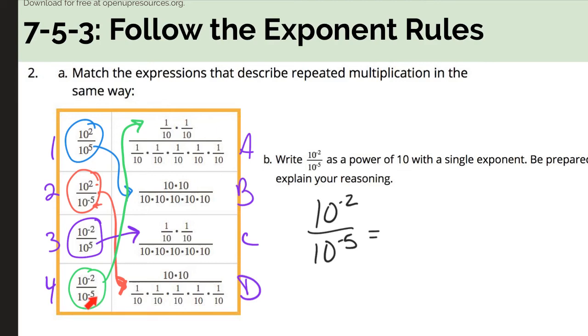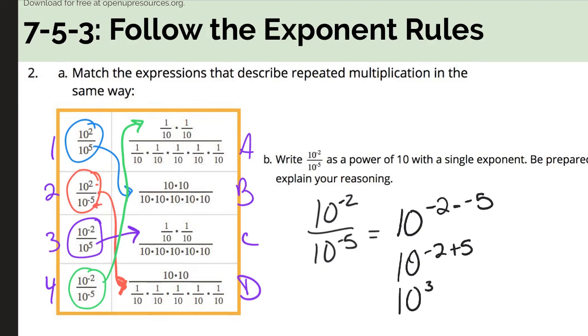And then number 4, both of these have negative exponents, and so both parts are going to be written as fractions. And then going over to B, using our exponent rules, remember we subtract the exponents, and so this would be the same as 10 to the power of negative 2 minus negative 5, because I'm subtracting my exponents. Negative 2 minus negative 5. And when I do that, that's the same as adding 5, and so this is the same as 10 to the 3rd power.